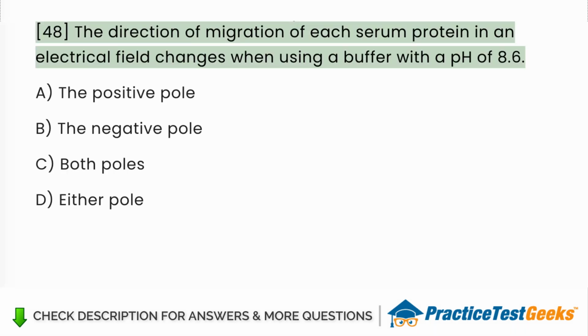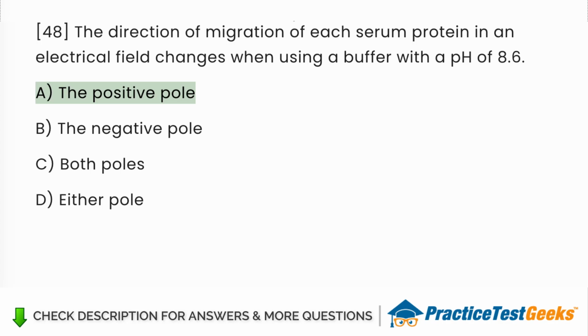The direction of migration of each serum protein in an electrical field changes when using a buffer with a pH of 8.6. A. The positive pole. B. The negative pole. C. Both poles. D. Either pole.